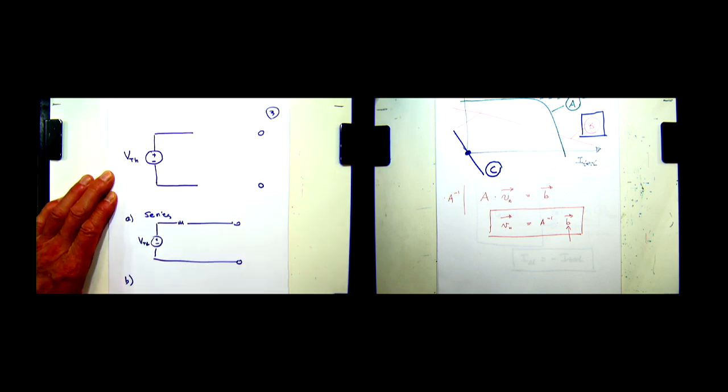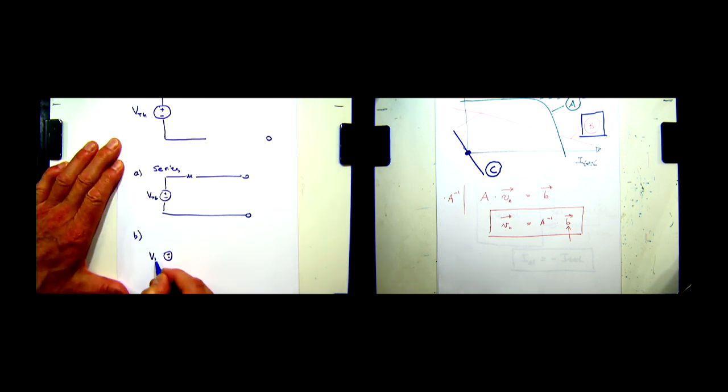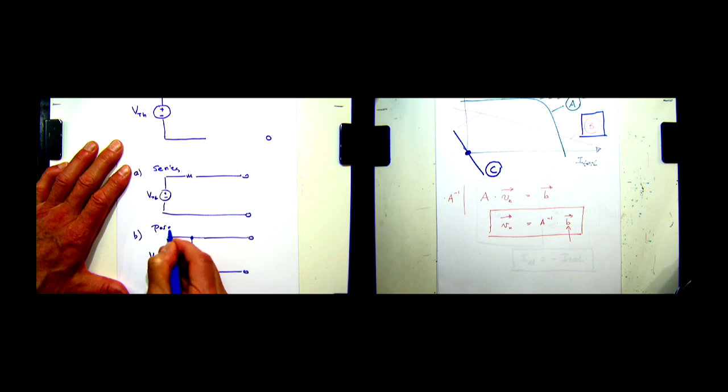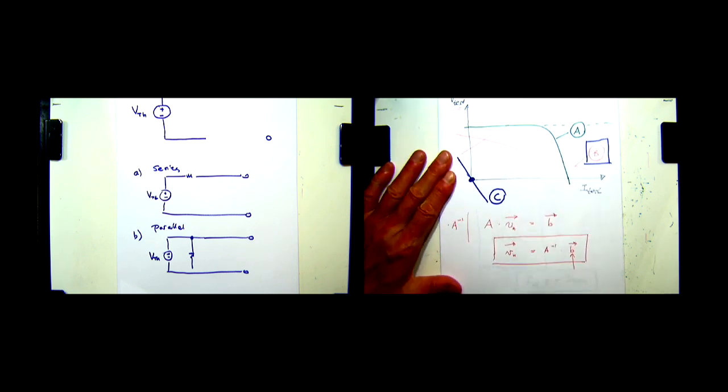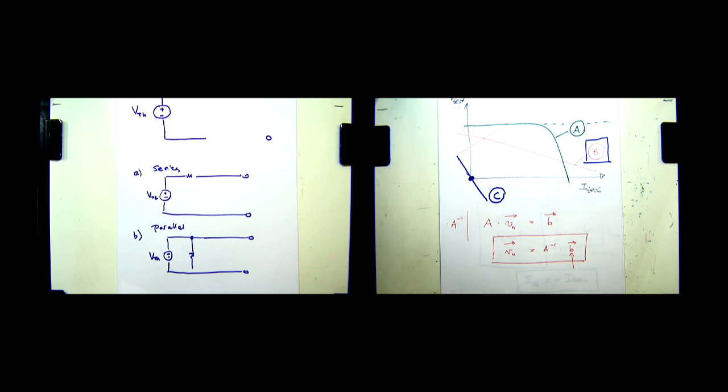And then there is an option B. Apparently, if there are two possibilities, what would option B be? Somebody else? In parallel. So let me draw this also, VTH, and we put the resistor like this. So this is parallel. Okay, so two options. Now, remember again, we want to synthesize characteristic B over there in that plot, and which of these circuits can help us get characteristic B? The series or the parallel connection? The series. Okay, I agree with that.